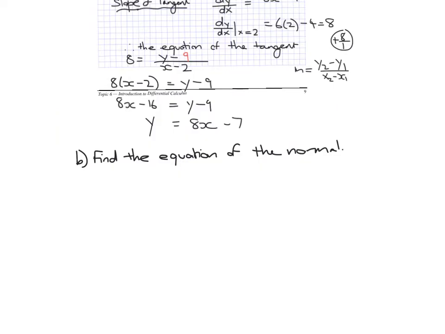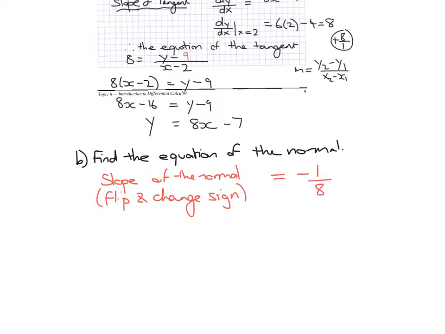Now I'm just going to add in an extra bit here, finding the equation of the normal. The reason I'm doing that is just so that you don't have to go through a whole other example. When we went up here, we said the slope of the tangent was 8. That means, remember, that the slope of the normal is going to be the negative reciprocal. So for the slope of the normal, we're just going to flip it and change the sign. So our slope of our normal would be, if we flip 8 over 1, negative 1 over 8.